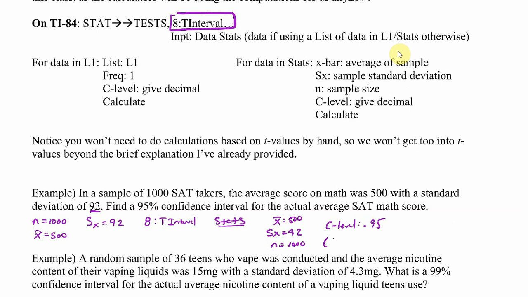And you should get an interval from 494.29 to 505.71. And what does that mean? Well, we're 95% confident that the actual average SAT score on the math section for all takers was somewhere between basically 494 and 506.